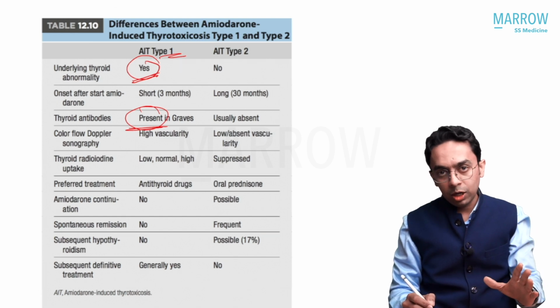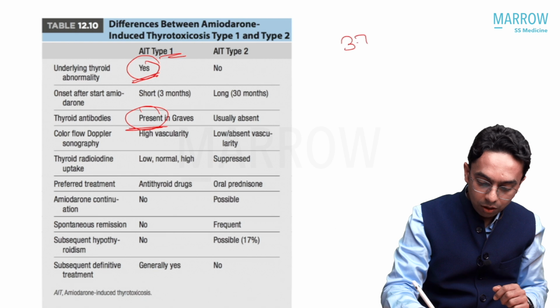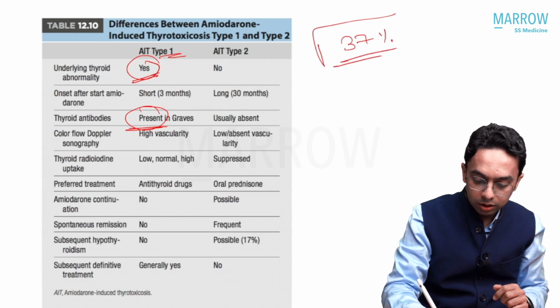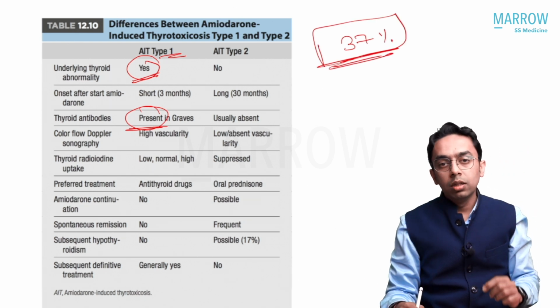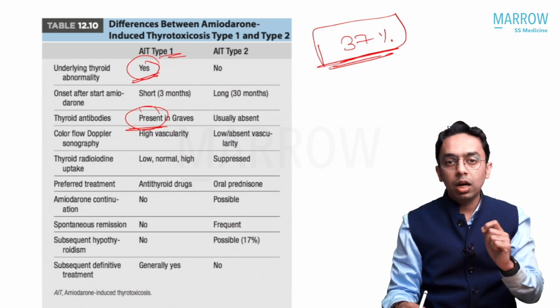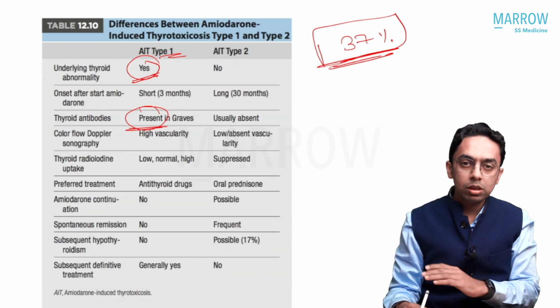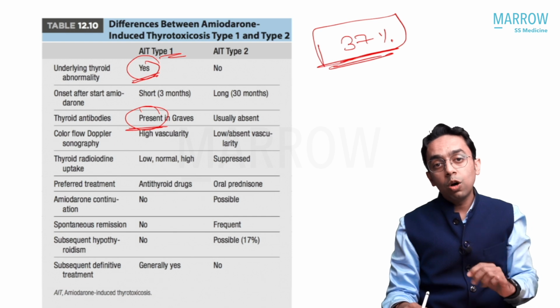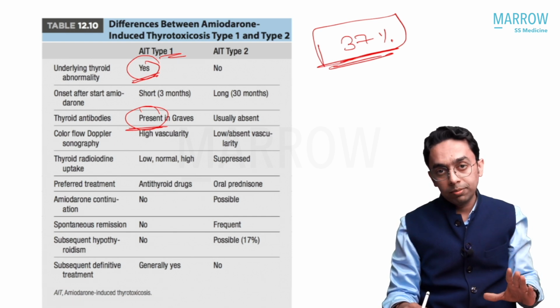Now what is happening? You have given them amiodarone. This question was asked, how much iodine does it contain? It contains 37%. Okay, 37% weight by weight iodine is present in amiodarone. This is asked many times. So now what are you giving? You are giving them iodine.